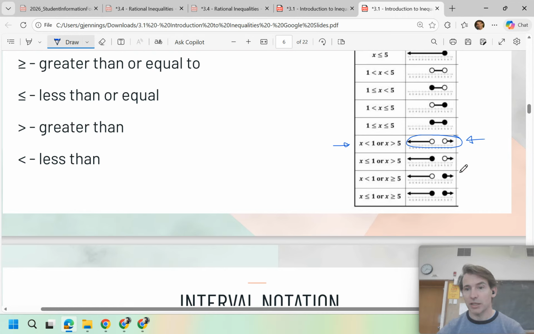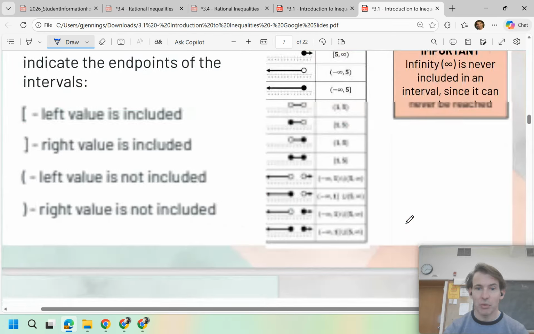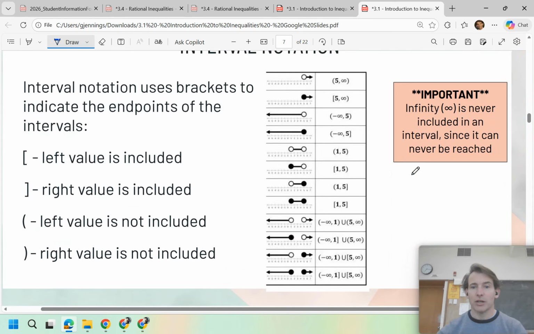If we have stuff that's like a mixed bag here, you have x is less than 1 but not including it, and x is greater than or equal to 5 including it. But what would it look like in interval notation? We say it's the union between the two sets. So this is the same as x is less than 1 or 5 is less than x, and written in interval notation it looks like that.